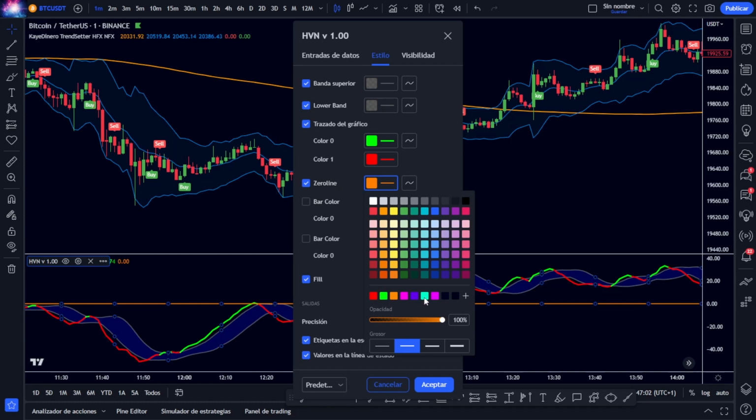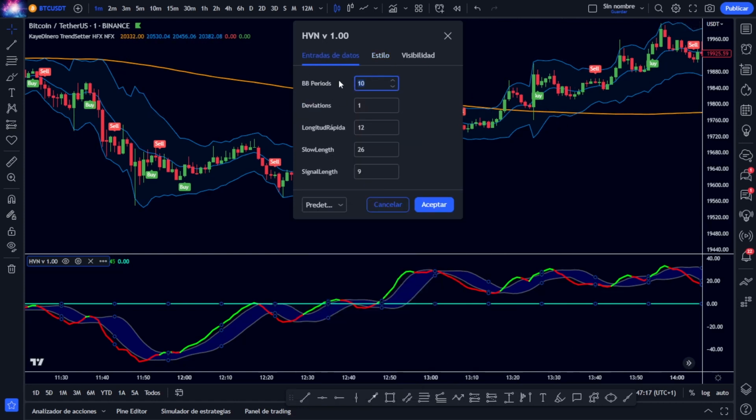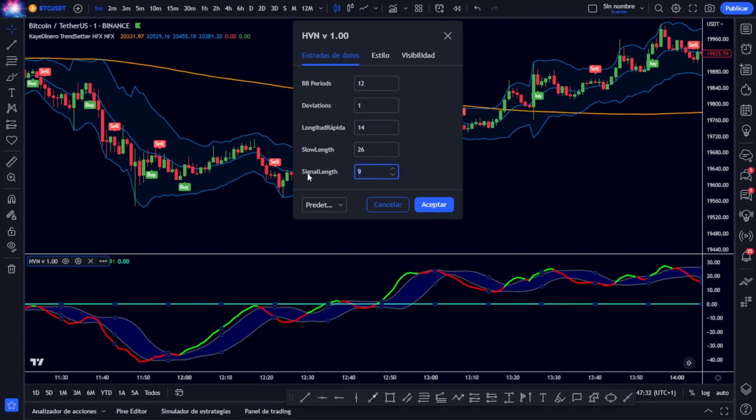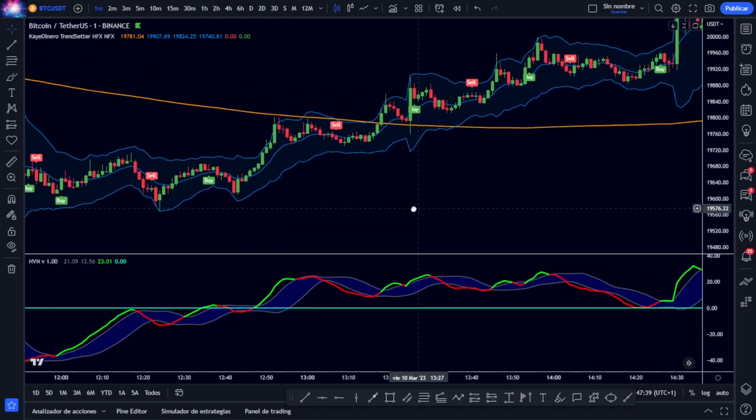In fact, I am going to put the 0 line in this more striking color, to differentiate it a little from the upper orange line. And in data entries we are going to change the 10 to 12, the fast length from 12 to 14, and finally the signal length from 9 to 12. We give it to accept, and we would already have perfectly configured our indicators.